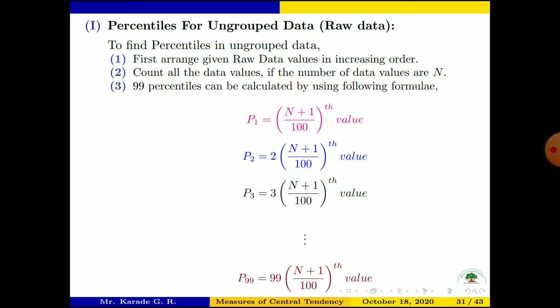P99, means the last percentile of the given data, the 99th percentile, can be calculated by using the formula 99 times (n plus 1) divided by 100th value, or we can say observation, of the given data. So in this way all the percentiles can be calculated by using these formulae in case of raw data.